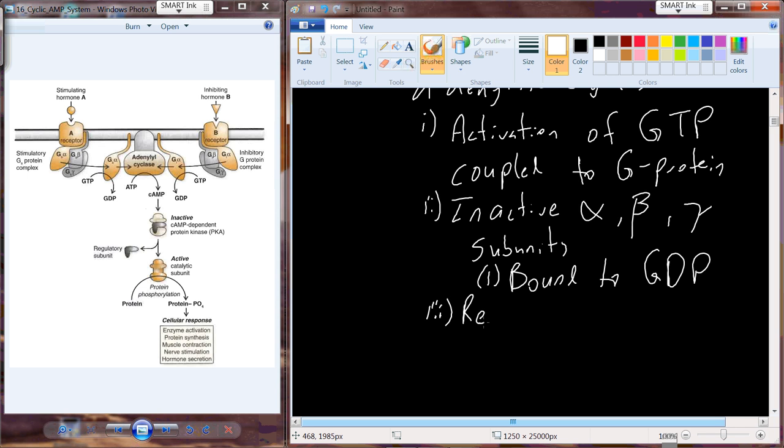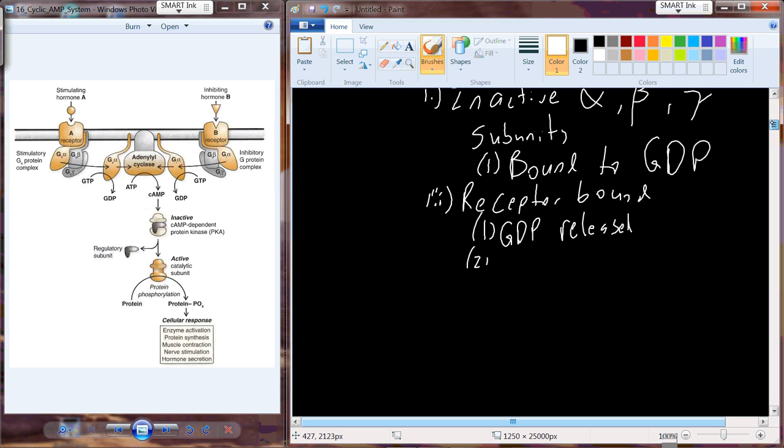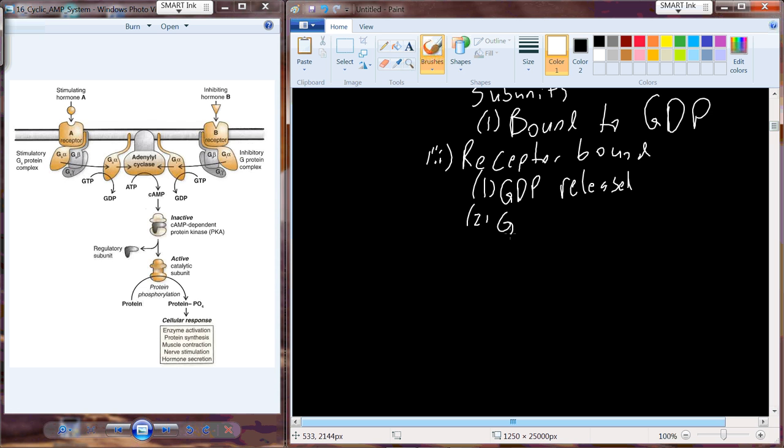And then when that receptor is bound by a hormone, the first thing that happens is that GDP molecule is released. It falls off of the subunits, and as it does, it opens up an active site for a new GTP molecule. After the GDP moves out of the way, removing the steric hindrance it induced, a new GTP will bind, specifically on a catalytic site on the alpha subunit.